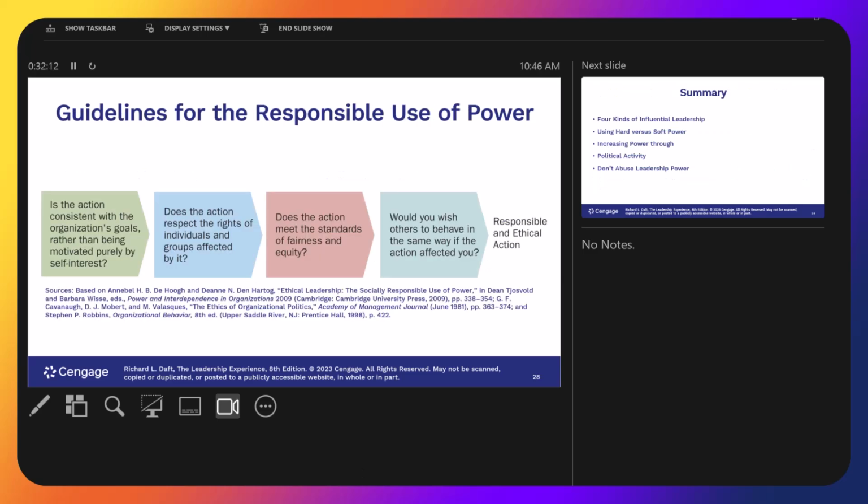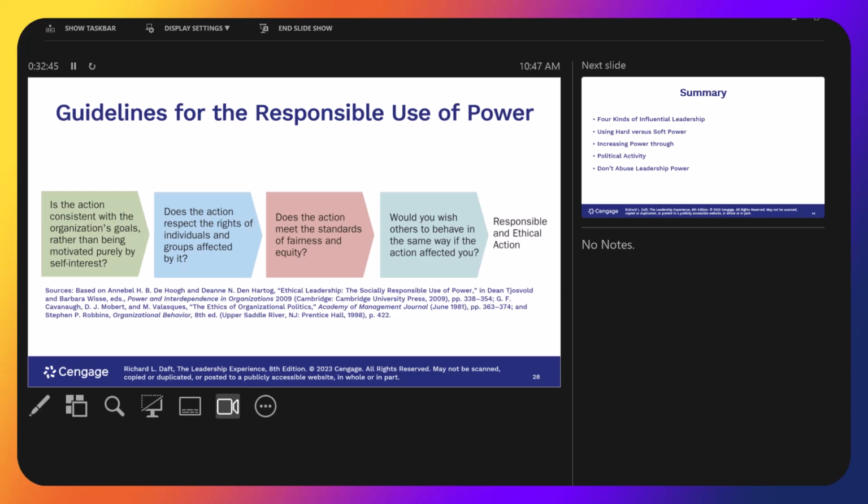Guidelines for the responsible use of power. So there are guidelines. Is the action consistent with the organization's goals rather than being motivated purely by self-interest? So when you're looking at something, and let's say that something has to go before 10 people, these are the questions they're going to be asking. The next one is, does this action respect the rights of individuals and groups affected by it? Does this action meet the standards of fairness and equity? Would you wish others to behave in the same way if the action affected you?